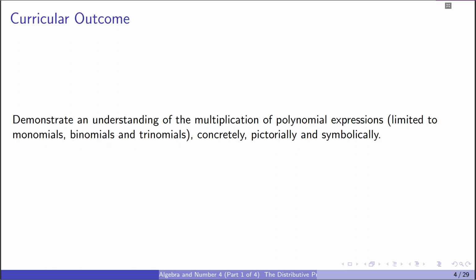So our particular curricular outcome is to demonstrate an understanding of the multiplication of polynomial expressions, limited to binomials, monomials, and trinomials, concretely, pictorially, and symbolically. If this is your first time through Math 10 and this content, you are not expected to know what the terms monomials, binomials, and trinomials mean yet. We will define them, though not in this video.